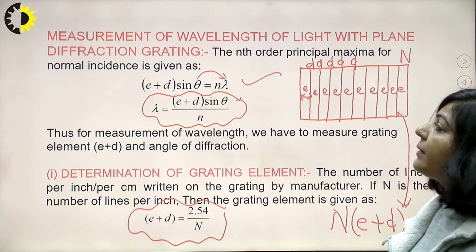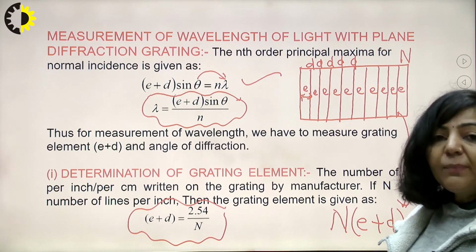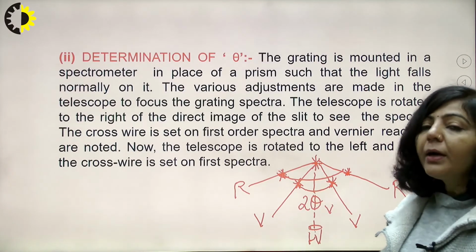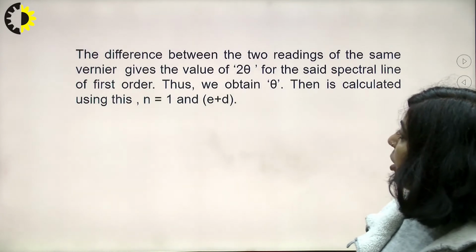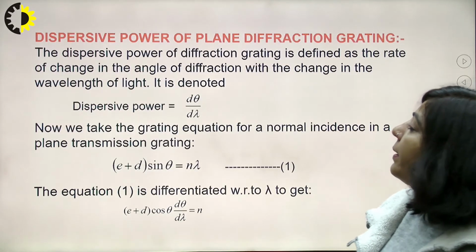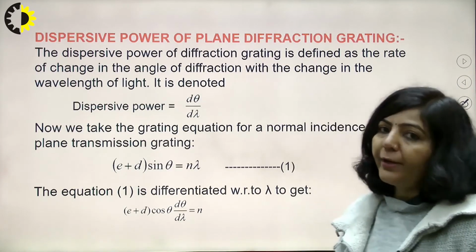So this is the method to find the wavelength of different colors in a plane transmission grating, right? Now the next topic is dispersive power of a grating.